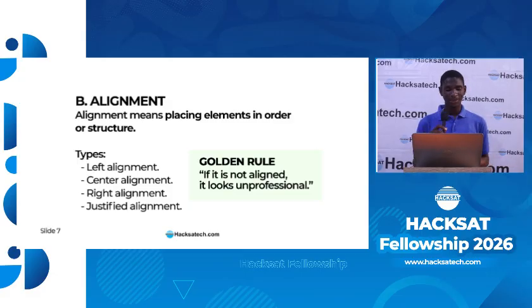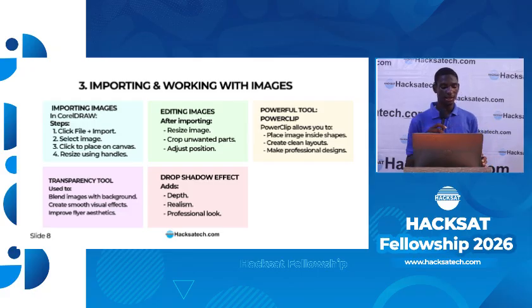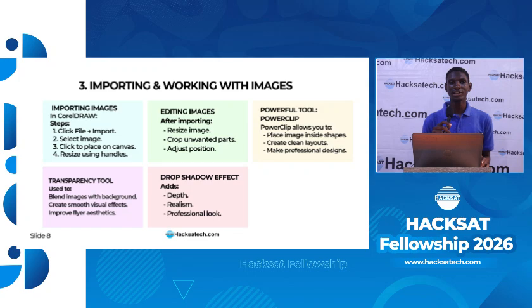Okay, that's great. So the third thing we are going to talk about is importing and working with images in a design. How can you import images? In CorelDRAW, let me give you steps on how you can import images. You can take it down. Number one, click File, Import. Number two, select an image, click to place it on the canvas, and resize using the handles. You go to File, click Import, select an image, click to place it on the canvas, and then you can resize using the handles.